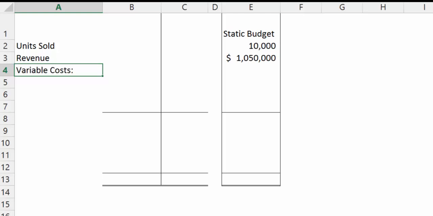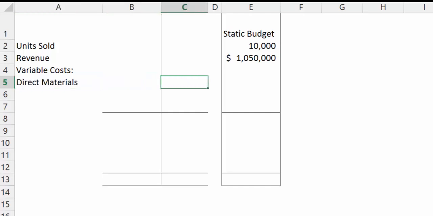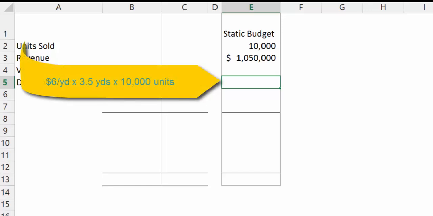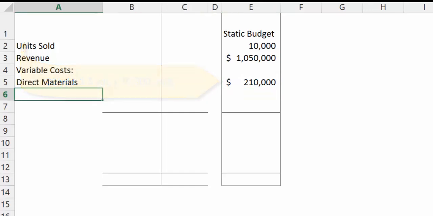Next, we're going to go to variable costs. We're going to do this like a contribution margin statement and separate our variable costs from our fixed costs, but we're only going to be looking at production costs in this video. So let's start with direct materials. Our direct materials budget was planned to be $6 per yard for fabric times 3.5 yards per jogging suit times the 10,000 jogging suits that we had planned to sell. And so that gives us 210,000.